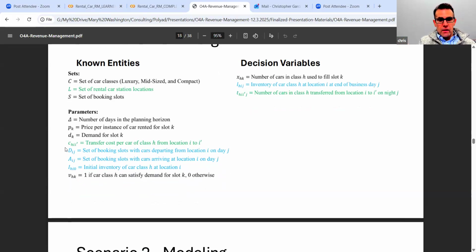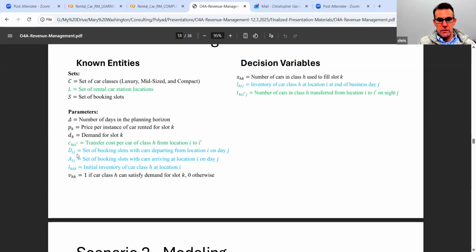Okay, and then we're going to be adding a cost here. We're going to have C_H,I,I' here. And this is going to be the transfer cost per car of class H from location I to location I'. So I and I' are both elements in this set L here. They're both locations. Okay, and we're going to modify a couple of our parameters here.